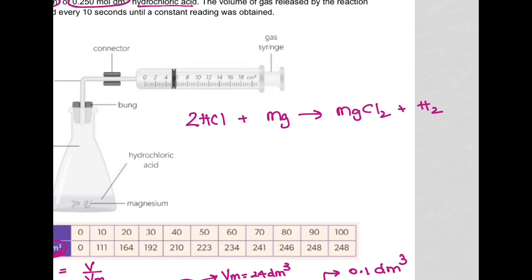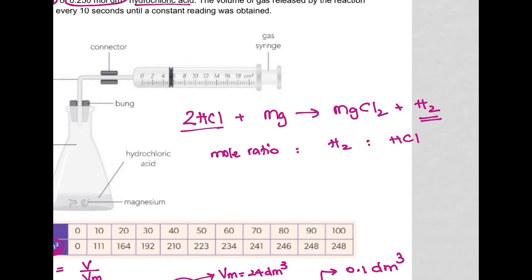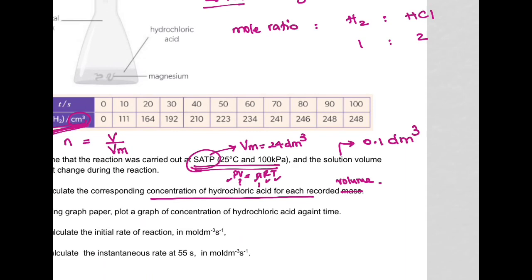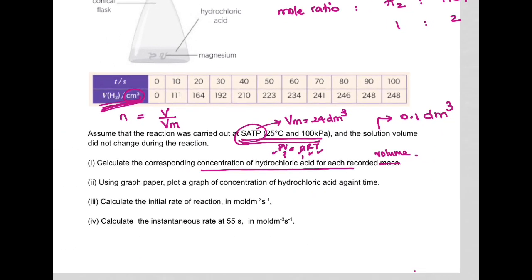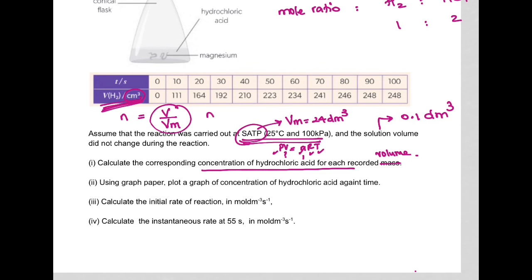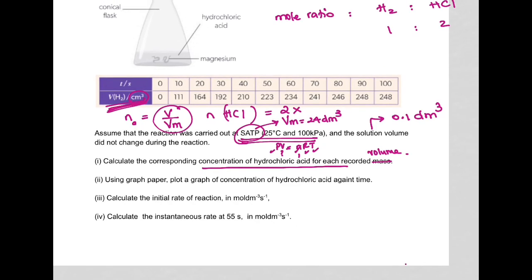Now, if you know the number of moles of gas, you can use mole ratio. So mole ratio, number of moles of gas to HCl, so H2 is to HCl, this is 1 is to 2. Then the number of moles of HCl is going to be twice this. So number of moles of HCl is going to be 2 times number of moles of gas.